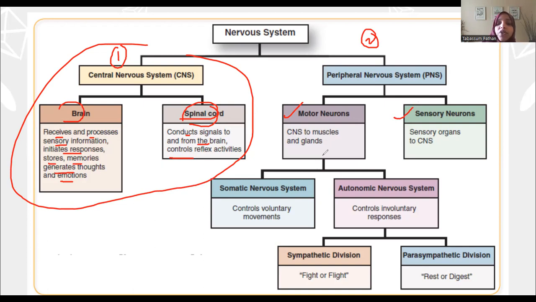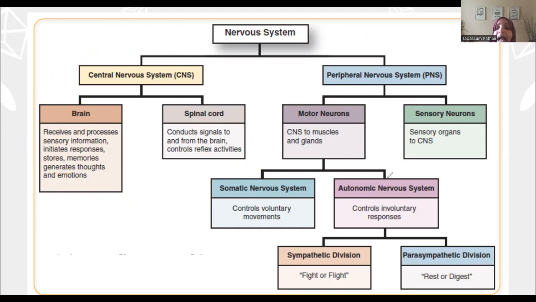Now motor neurons can be of two types, somatic and autonomic, which is then classified into two types of nervous system, the somatic nervous system and the autonomic nervous system. Somatic is the one which is under your control, and autonomic is not under your control. So controlling voluntary movements is somatic, the work of the motor neuron. Motor neuron can be controlling voluntary actions, and it can also control involuntary actions. Under involuntary action, there are two types, sympathetic division and parasympathetic division.